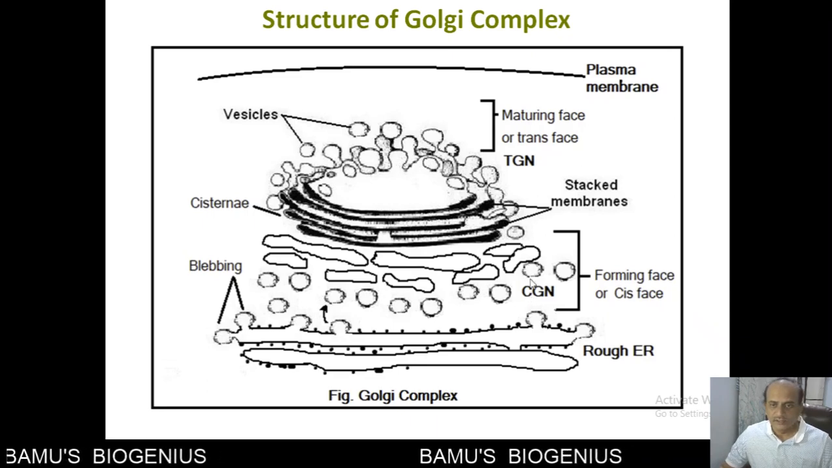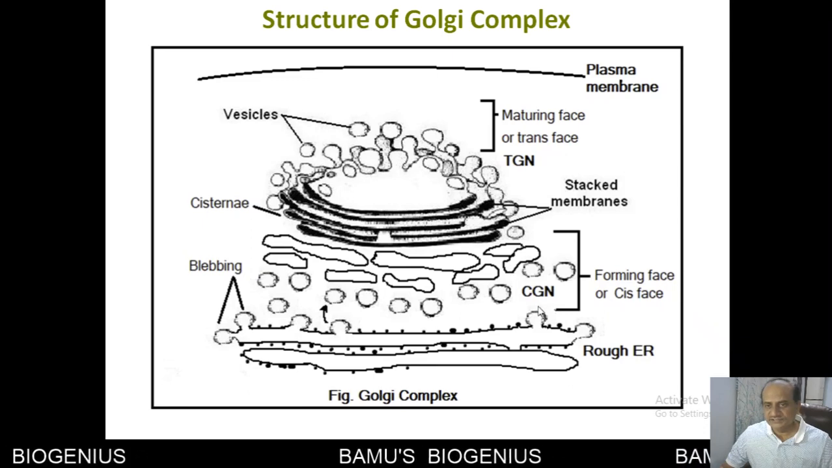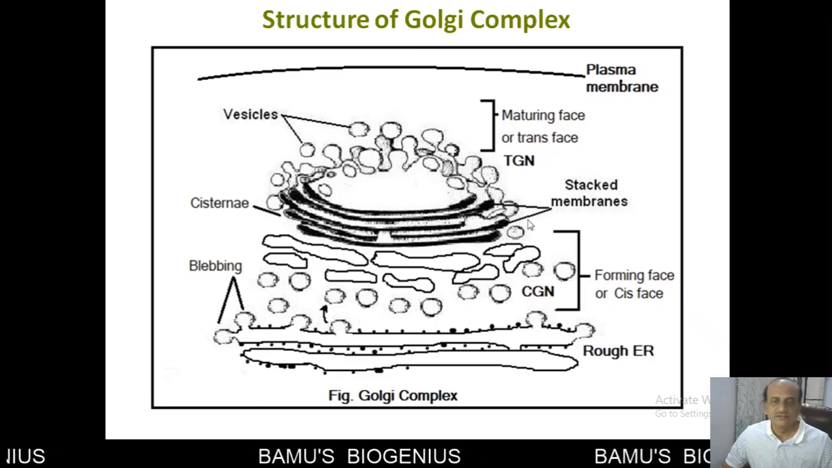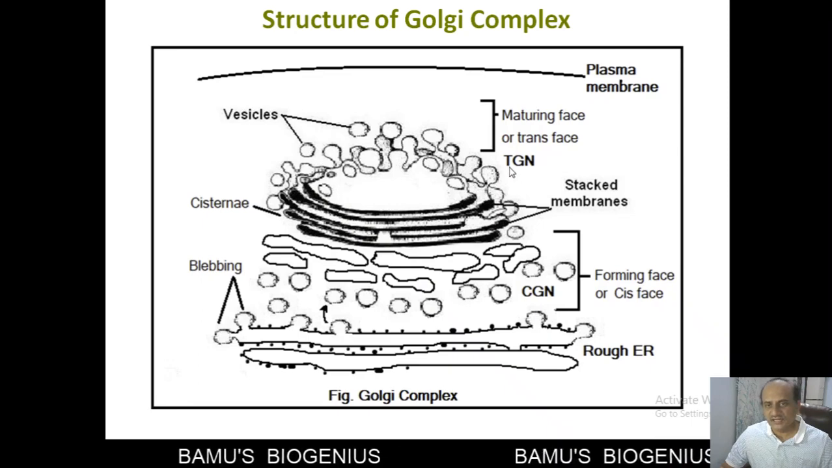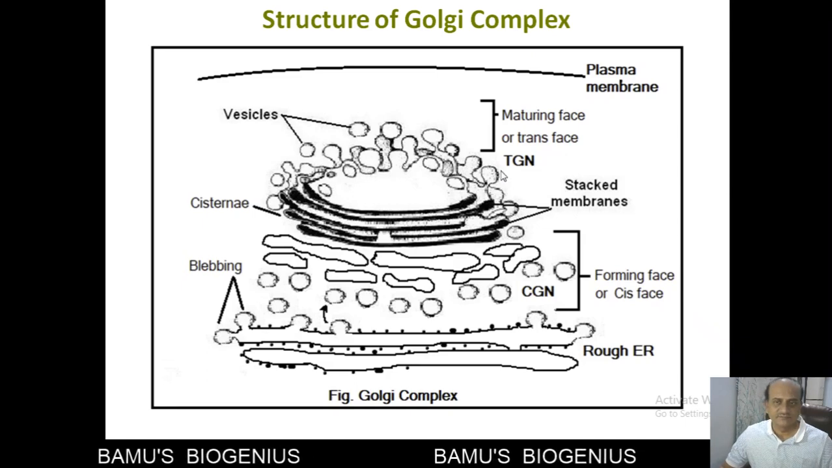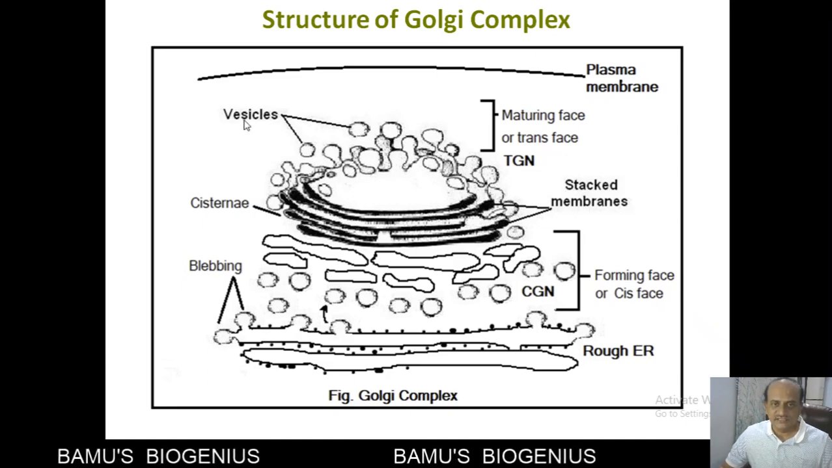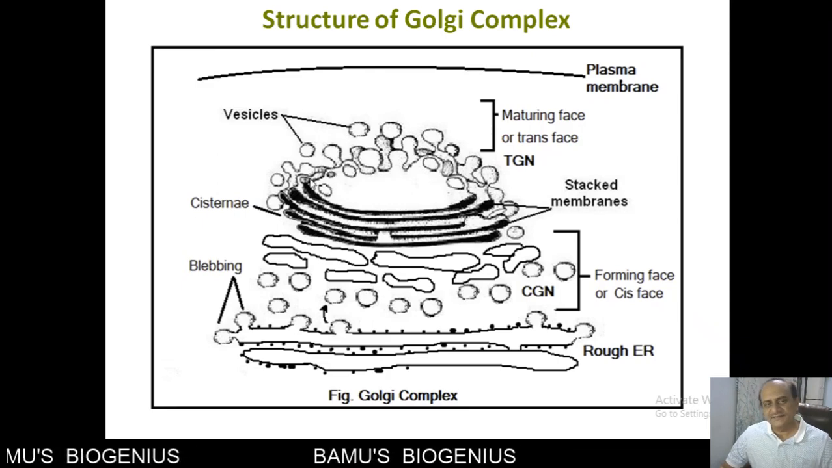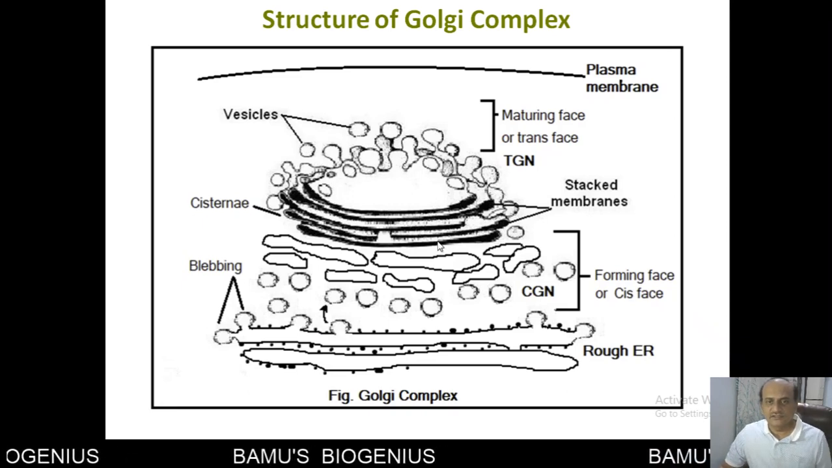Now, the tubules and vesicles that are present on the cis side form a kind of network that is called the cis Golgi network. Tubules and vesicles that form network-like structures on the trans side also, the trans phase, are called the trans Golgi network. So these are the vesicles coming out of the Golgi cisternae, and this is all about the structure of a Golgi complex.